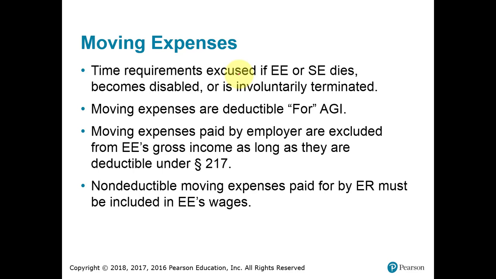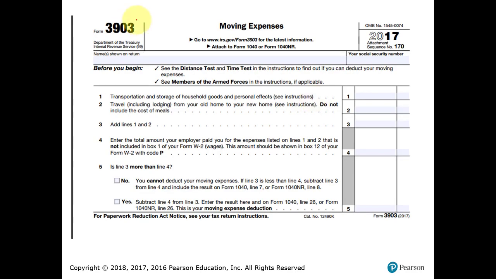The cost of moving is a for-AGI deduction, not an itemized deduction, and you have to report it on Form 3903. So here is the cost of moving the stuff you own, and here's the cost of moving you. Again, this is moving your tax home, your residence, and not business travel. If you do get a reimbursement from your employer, you have to reduce by that reimbursement. Excess reimbursement is taxable. The leftover costs are deductible as a for-AGI deduction, right on the front page of the 1040.